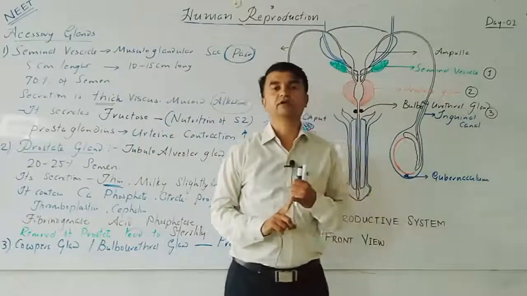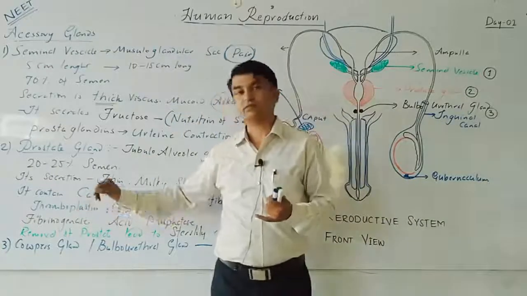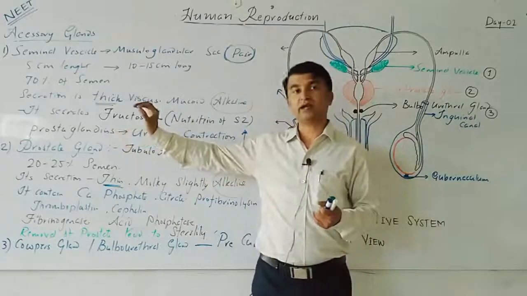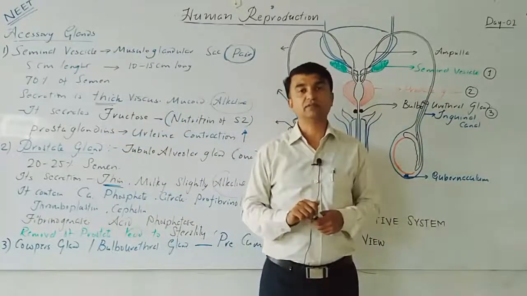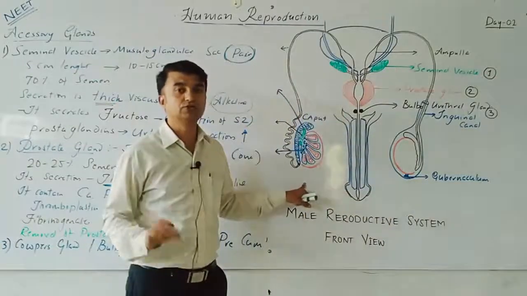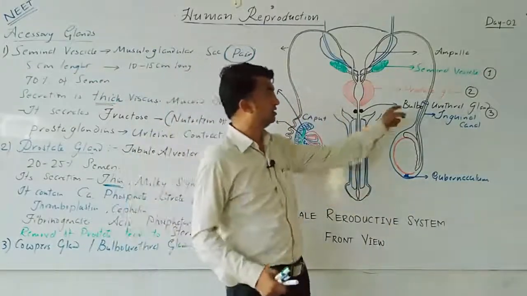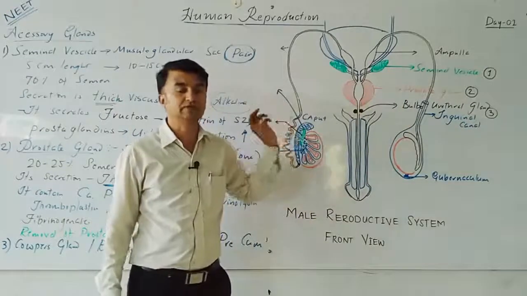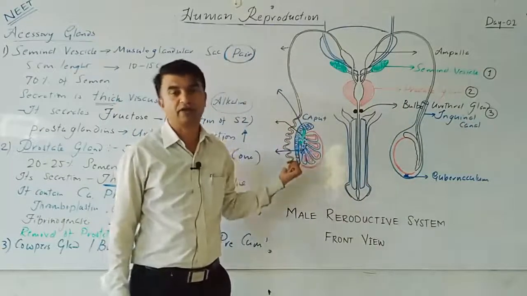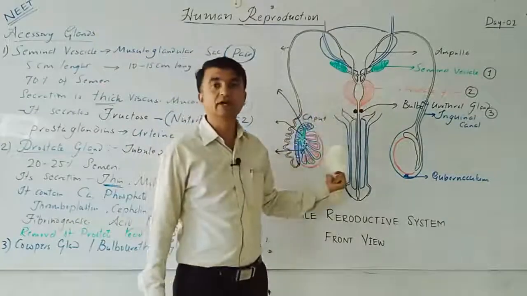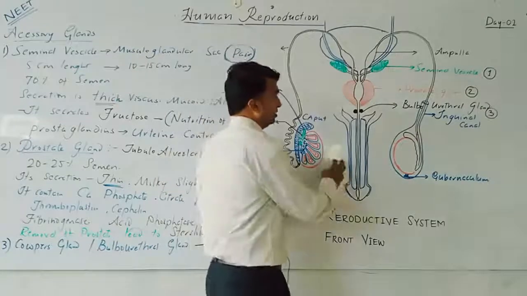It contains fibrinogenase, then profibrinolysin, fructose, and prostaglandin. So semen is a fluid which comes from the male reproductive tract, which contains spermatozoa and secretion from these 3 glands. The pH is 7.3 to 7.5. So this is about the accessory ducts. Now the last one, the external genitalia.